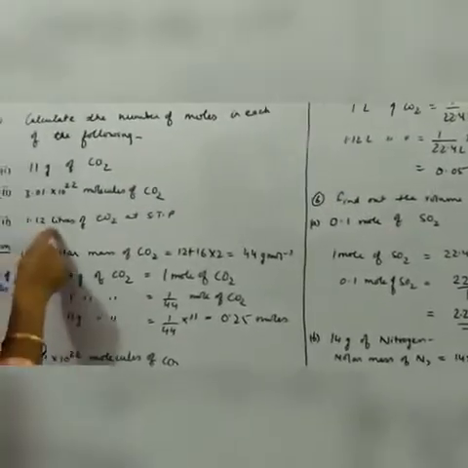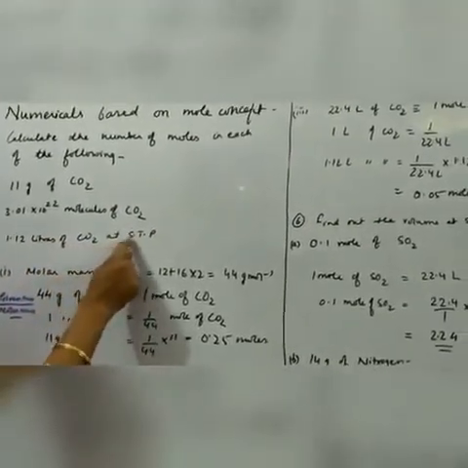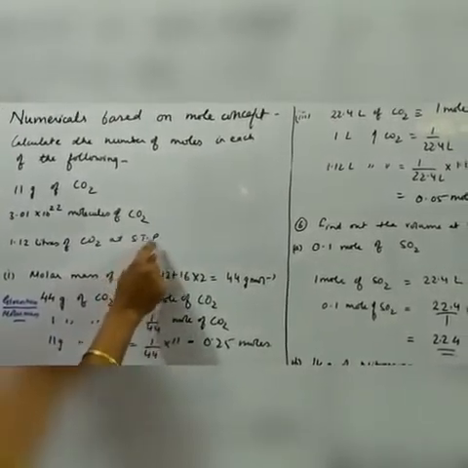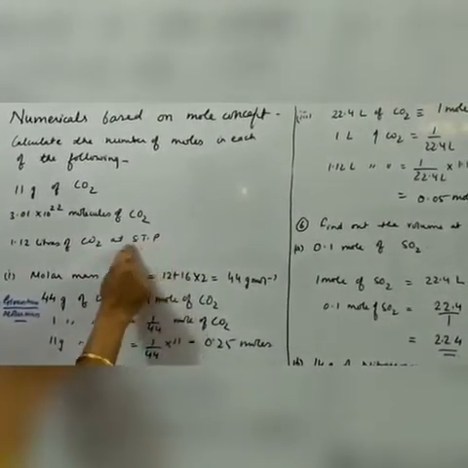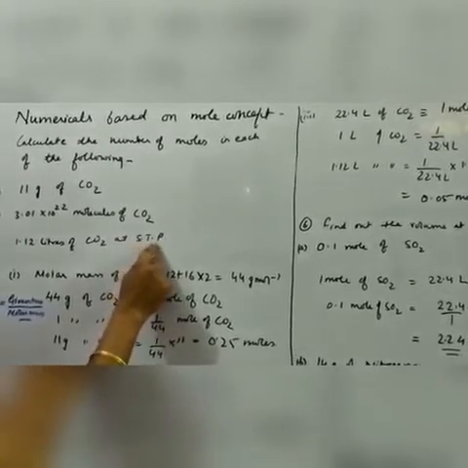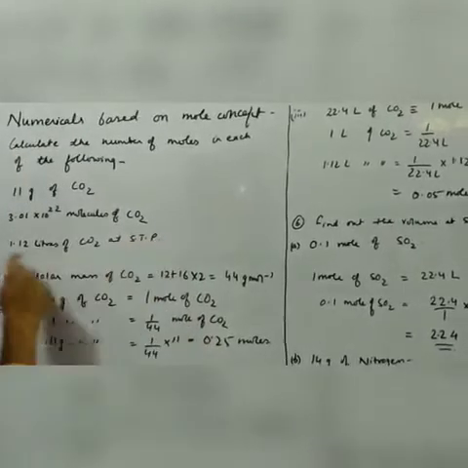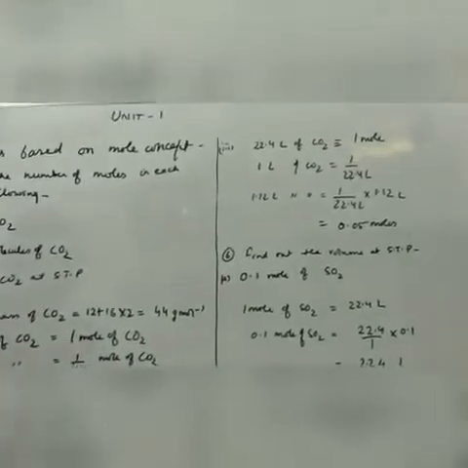It is 1.12 liters of CO2 at STP. What is STP? It is standard temperature and pressure. Standard temperature is 273 Kelvin and pressure is 760 mmHg. These are the standard conditions. So here we have 1.12 liters of CO2.